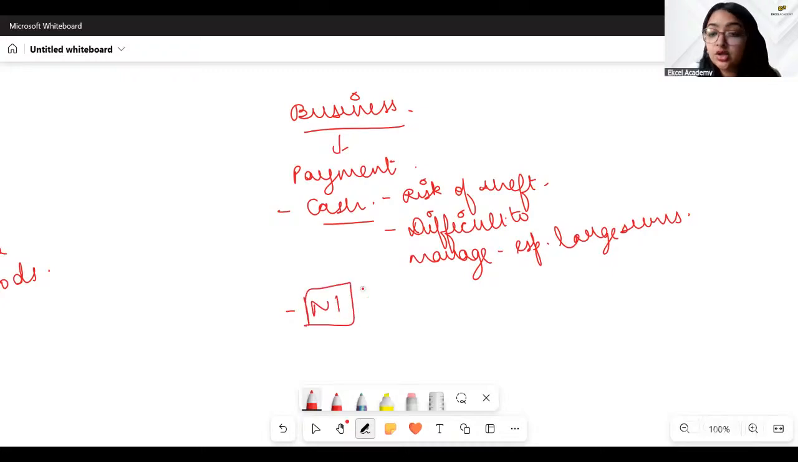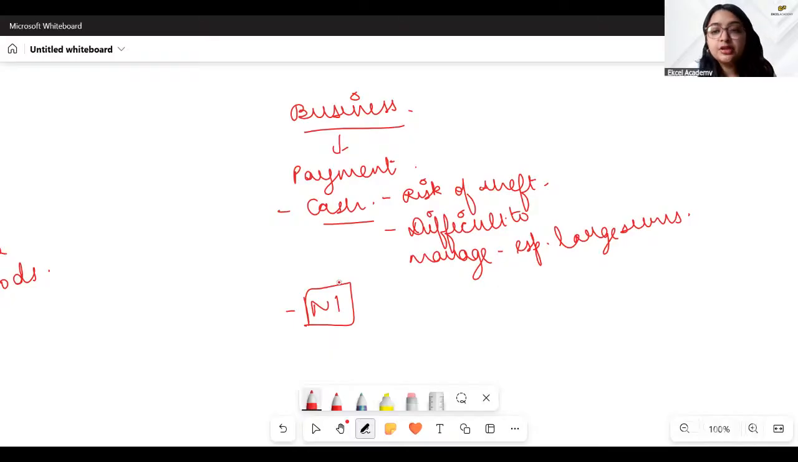Traders, instead of having to travel using cash, because cash carries the risk of theft, started carrying instruments which promised payment, which held some value in the eyes of the law. That is exactly where the concept of negotiable instruments started coming in.